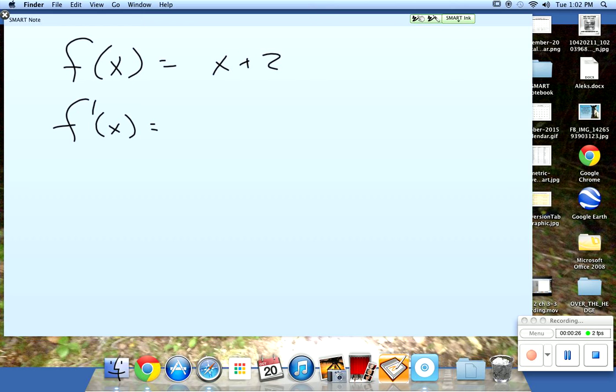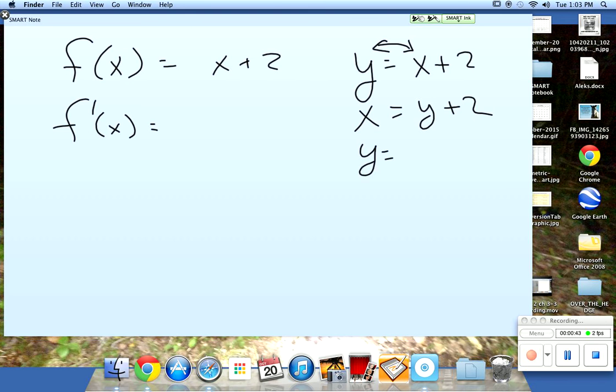You remember doing that? What we did is we took this and made f of x equal to y, x plus 2, and then we switched these two around. We said x equals y plus 2, and then we solved for y equals x minus 2, and that x minus 2 would be your inverse function. All right? Remember doing that.